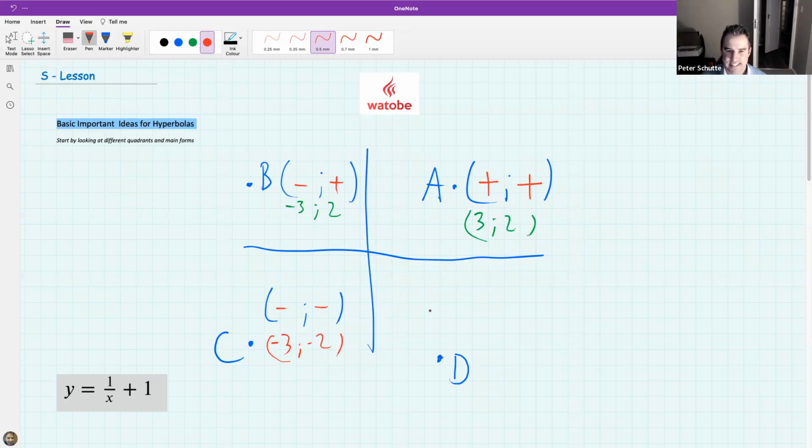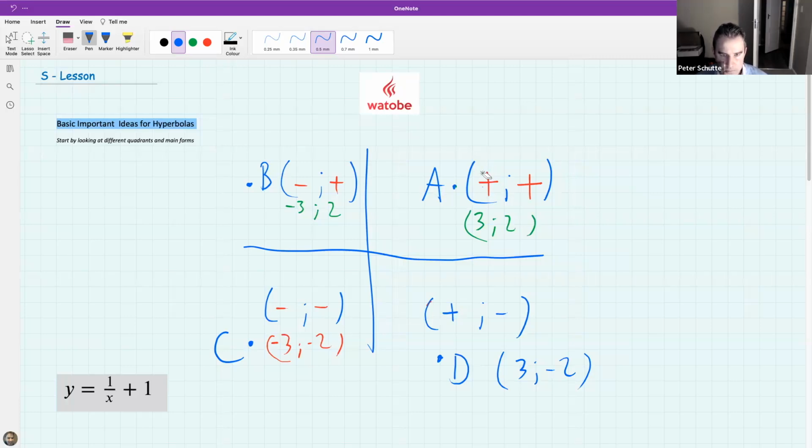And then what about D? What do I know about the signs of those coordinate pairs if you're in quadrant 4? So X must be positive and Y must be negative. So if I was giving you an example, it would say something like 3, -2. So for hyperbolas, it's really important you know which quadrants have what signs for what I've been doing now.